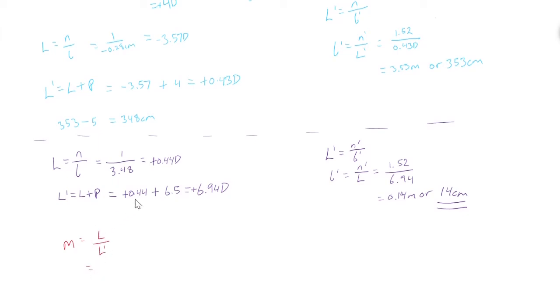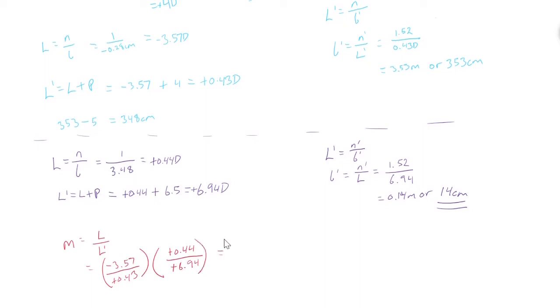So we need to do it for two systems. We need our image divergence from the first system, minus 3.57, over the object divergence from that first system, 0.43, so that's plus 0.43. We need to multiply that by the object divergence divided by the image divergence of that second system.